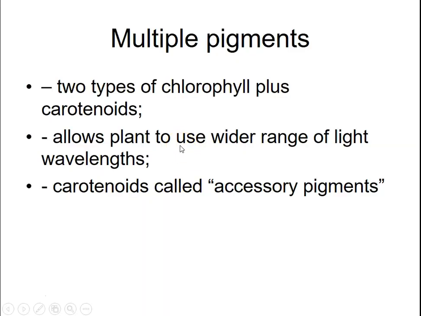Okay, and in association with photosynthesis, we have multiple pigments. There are two types of chlorophyll plus these carotenoids. What this does is allow the plant to use a greater portion of the light than it would be able to use if it only had one very pure type of pigment. And these carotenoids, the yellow-orange pigments associated with photosynthesis, are called accessory pigments, because they just increase the light absorbance. Okay.